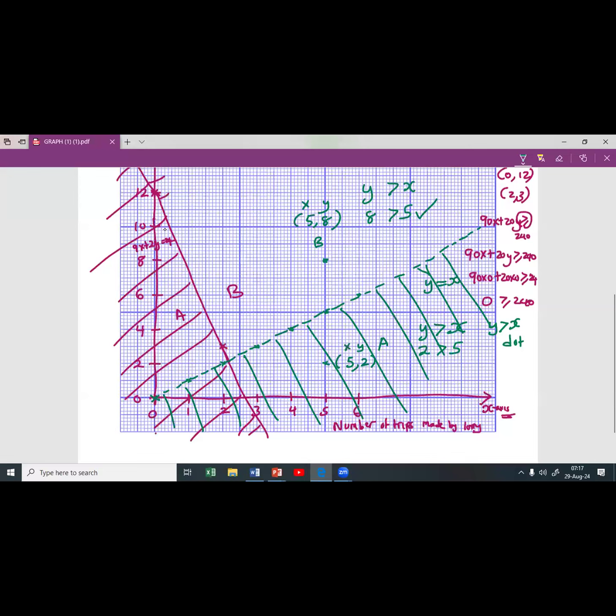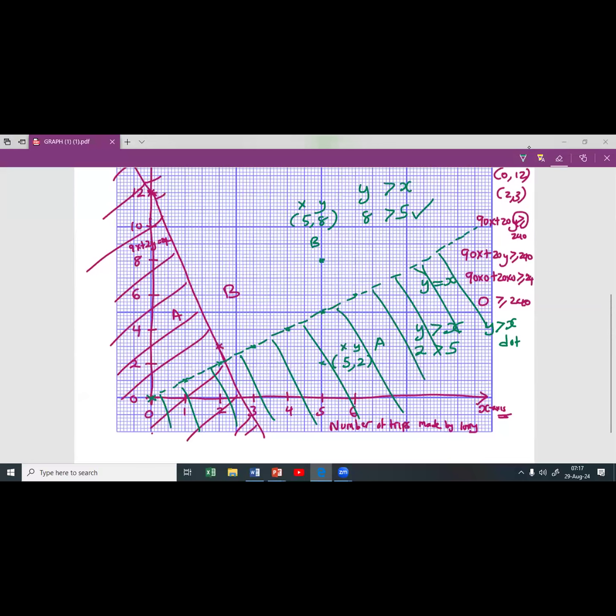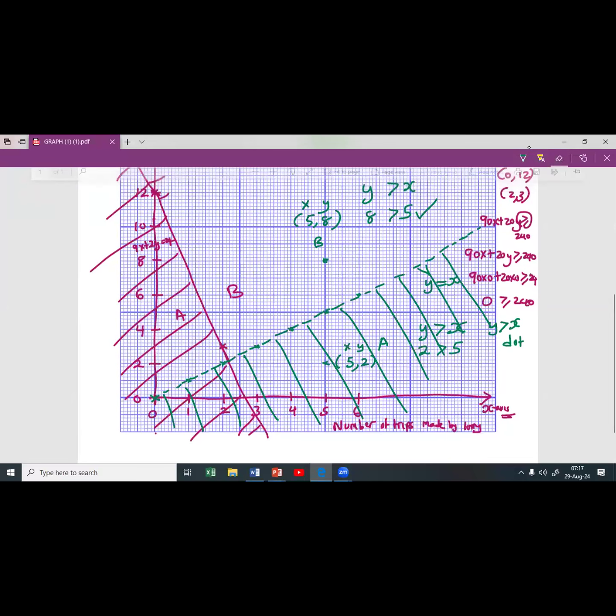Okay. Now we are going to continue to plot the last one. Now the last one, let more people finish. People are finishing.